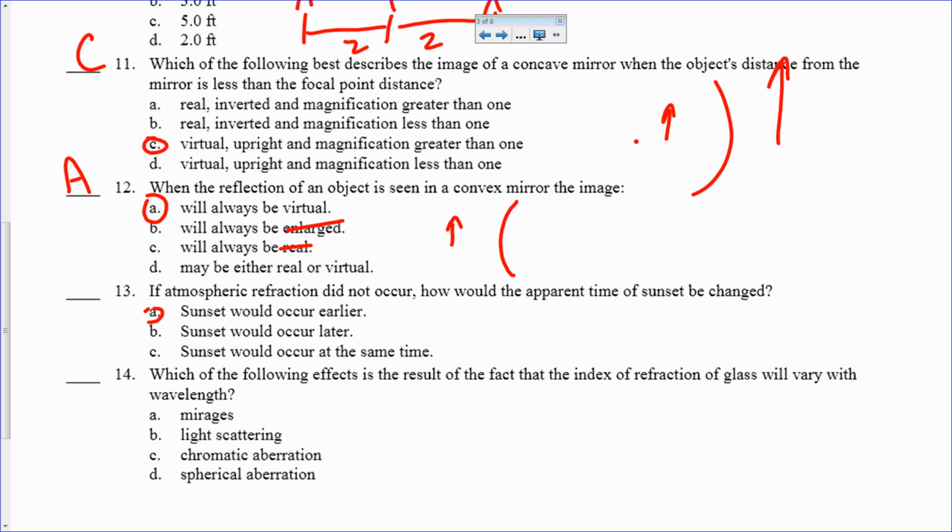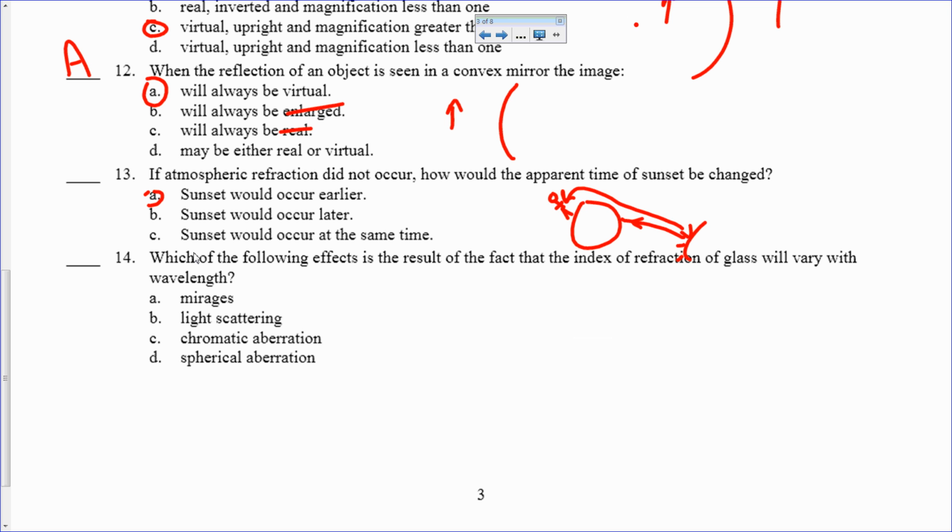If atmospheric refraction did not occur, how would the apparent time of sunset be changed? Sunset would occur earlier. Remember, if we have the Earth right here, here you are, and the sun's over here, you have light rays that come, but they're blocked by the Earth. But because of the refraction of the atmosphere, it bends around. And so sunset actually occurs later for you. The sunset that you observe occurs later than the actual dropping of the sun below the horizon. So if you didn't have the atmosphere there, the sunset would occur earlier than it does now, and you'd be dead.